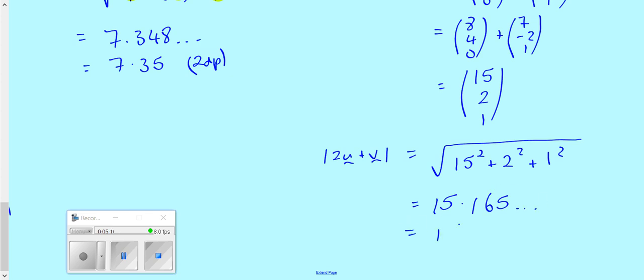That's my unrounded value, and I'm rounding to 2 decimal places, so 15.17 to 2 decimal places. Now, the last thing that we haven't looked at here is our vector journeys.